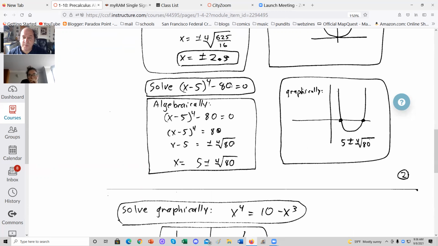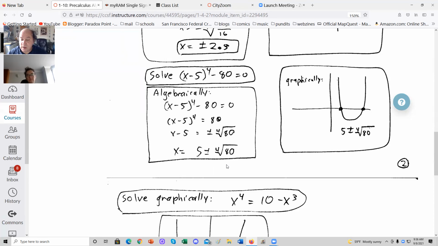(x minus 5) to the 4th minus 80 equals 0. Well, graph that, you can see that it's solved at 2 points. What they are, we find algebraically. (x minus 5) to the 4th minus 80 equals 0. (x minus 5) to the 4th equals 80. x minus 5 equals plus or minus the 4th root of 80. So x equals 5 plus or minus the 4th root of 80. So that's where these 2 points are.